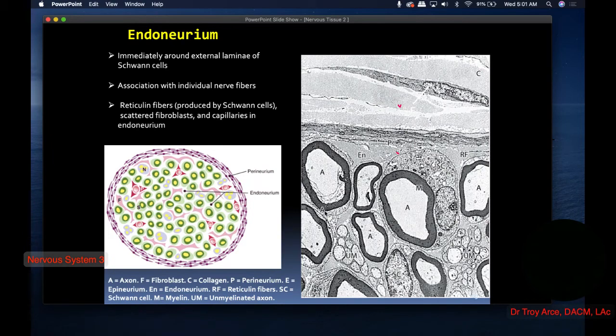So immediately around the external lamina of the Schwann cells are the association with individual nerve fibers. The reticulin fibers produced by the Schwann cells are scattered fibroblasts and capillaries in the endoneurium. So don't worry too much about this. You won't be tested on this. It's just for your knowledge. But just understand how the peripheral nervous system and the nerves are organized, understand what their layers are, and understand how those are organized.